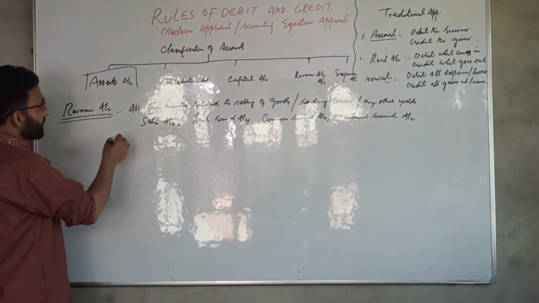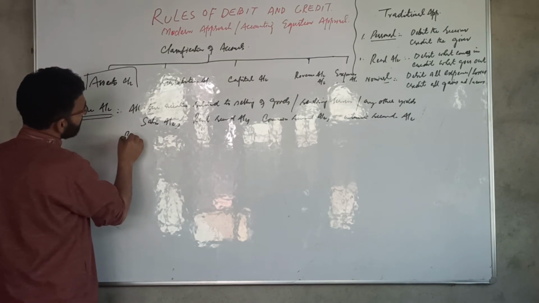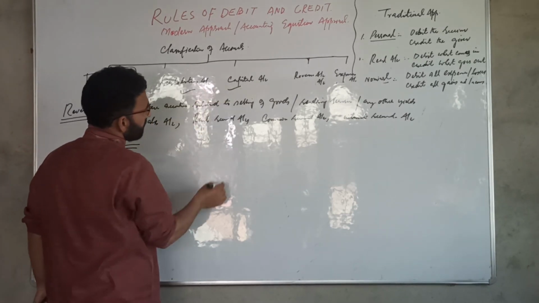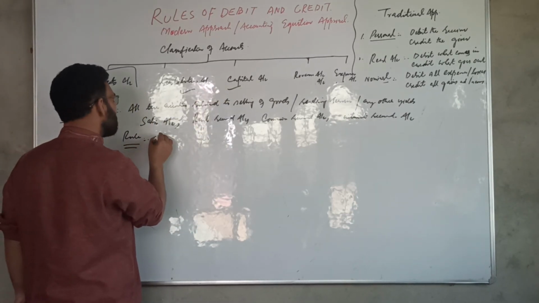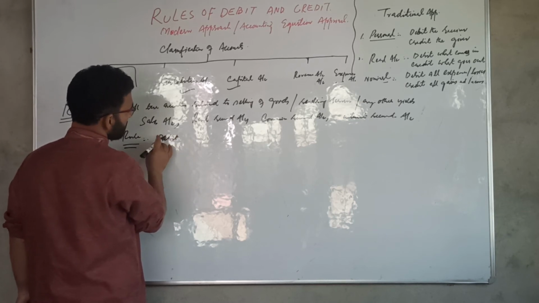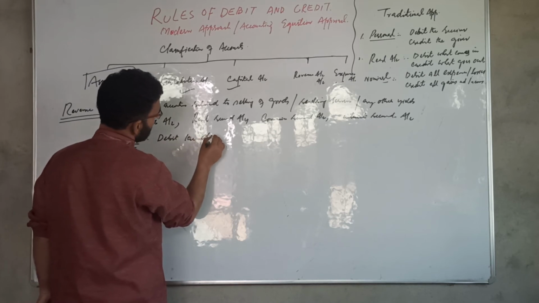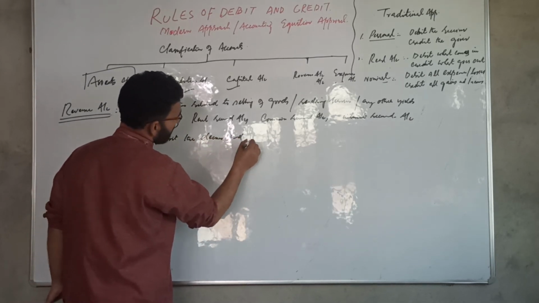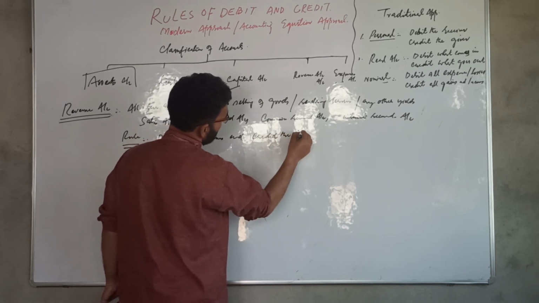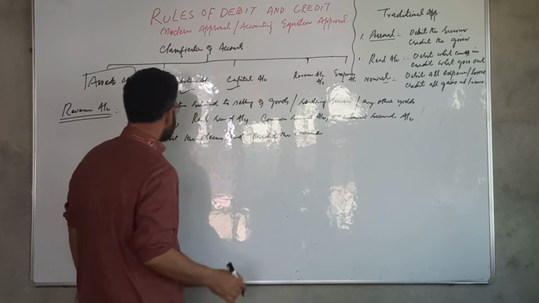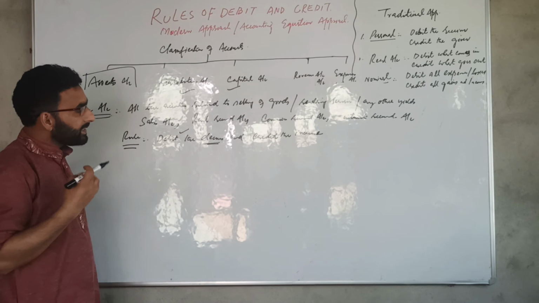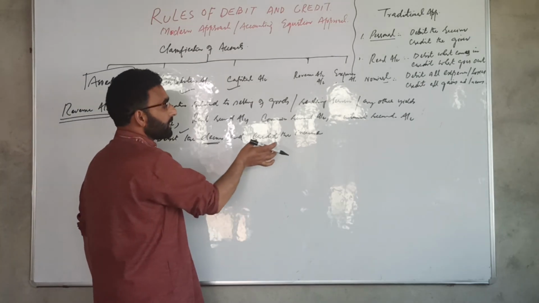So taking an example here, the rule for the revenue account is the same as for liabilities and capital: debit the decrease and credit the increase. When there is any decrease, the revenue account is debited. When there is any increase, the revenue account is credited.